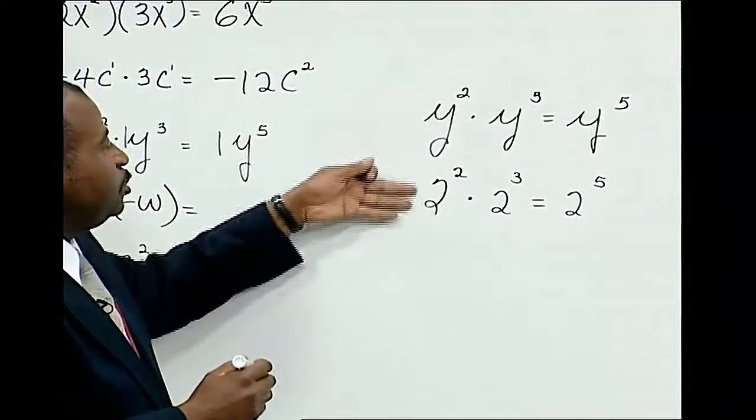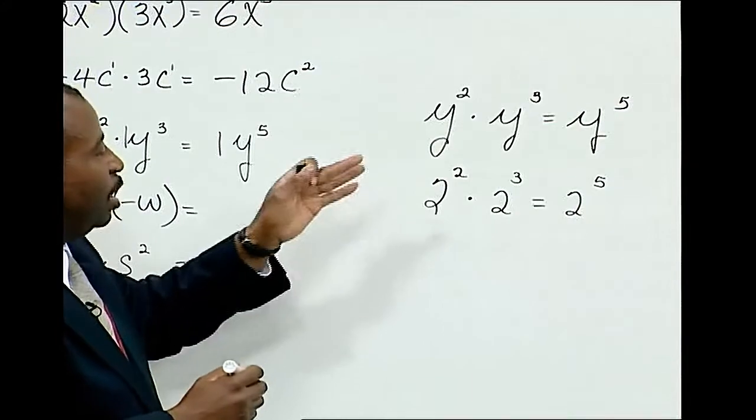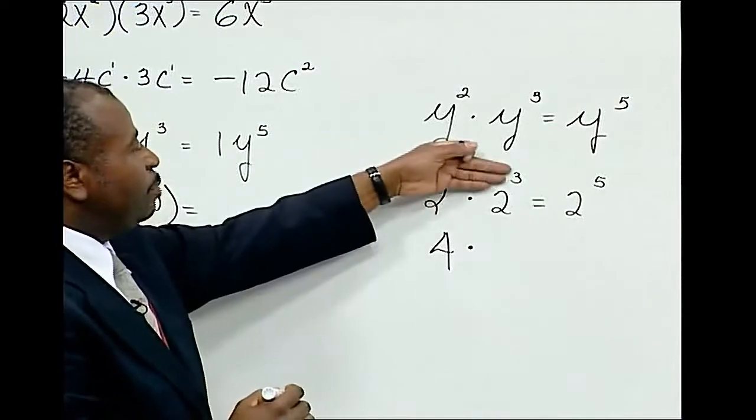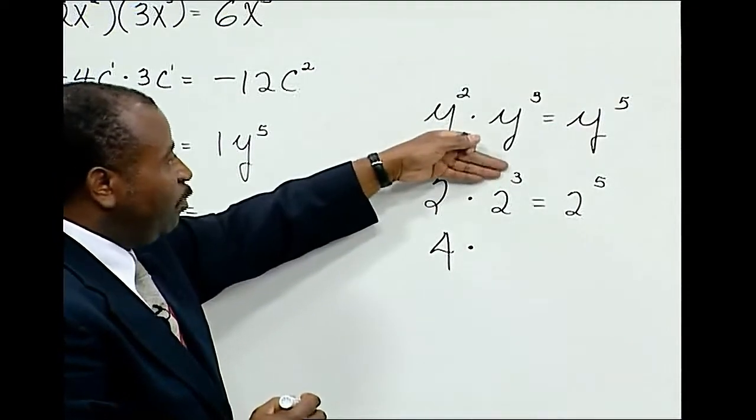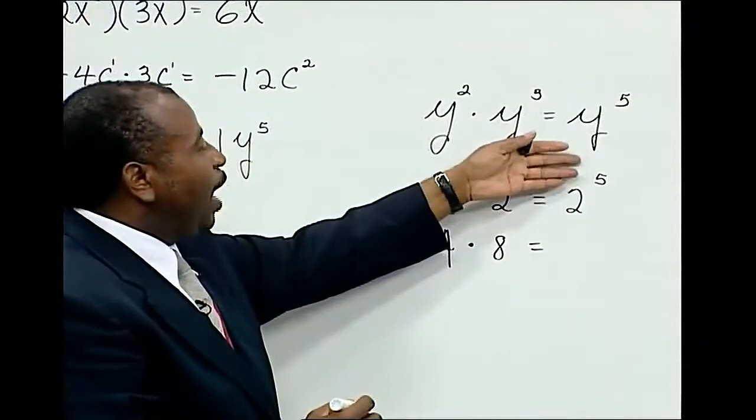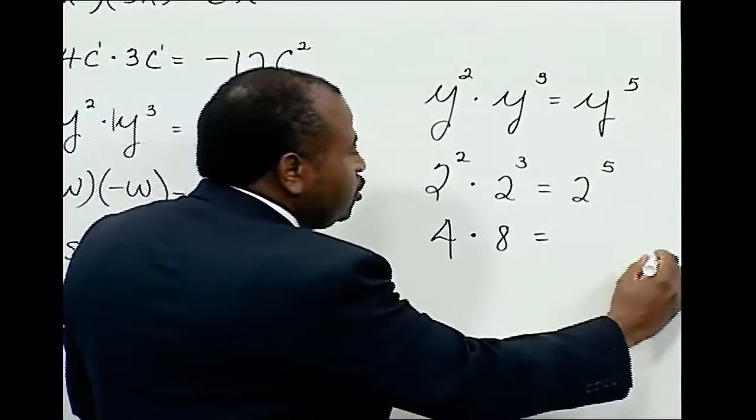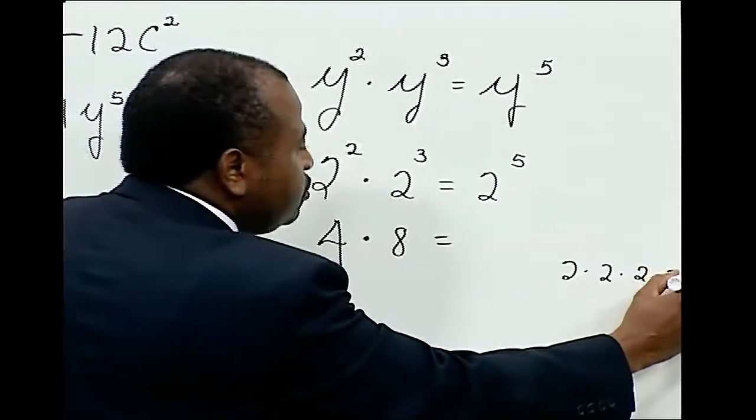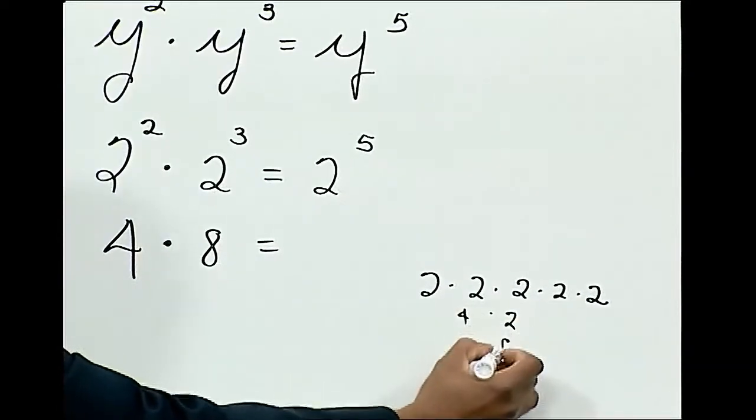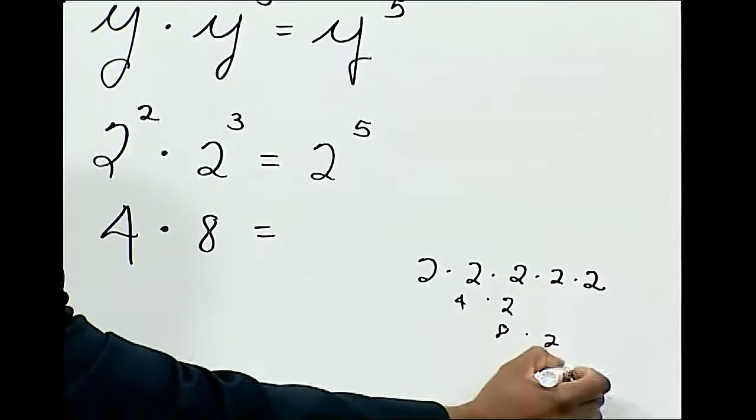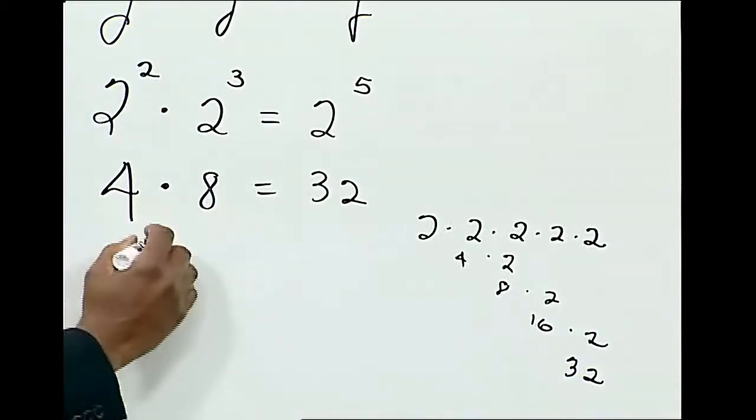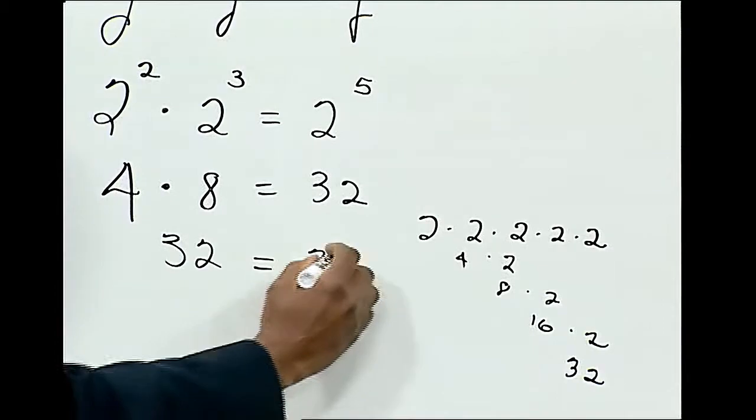Let's multiply. 2 to the second power is equal to 4, because 2 times 2 is 4. 2 to the third power is equal to 8, because 2 times 2 is 4, times 2 is 8. 2 to the fifth power is equal to 32, because 2 times 2 is 4, 4 times 2 is 8, 8 times 2 is 16, 16 times 2 is 32. 8 times 4 is 32. 32 is equal to 32.